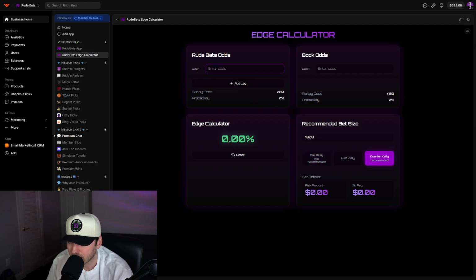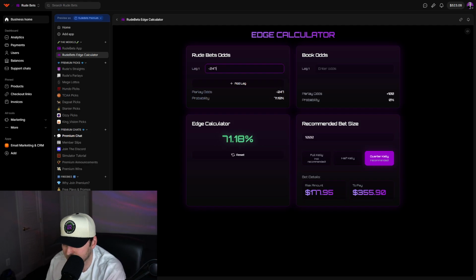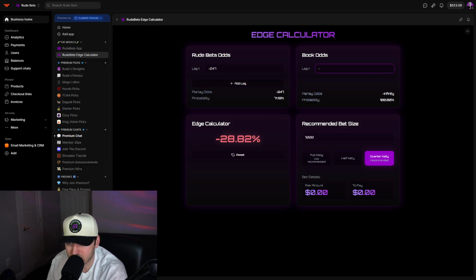You put your bankroll in. The Rudebets odds, we said it was minus 247 for him to get 25 plus points. Say you're looking at your book and you see that his 25 plus points is minus 200, right? So what it does here is it calculates the implied probability of the model's odds. So minus 247 is a 71.18% chance. And then it calculates the probabilities of the book odds. So minus 200 is a 66% chance.